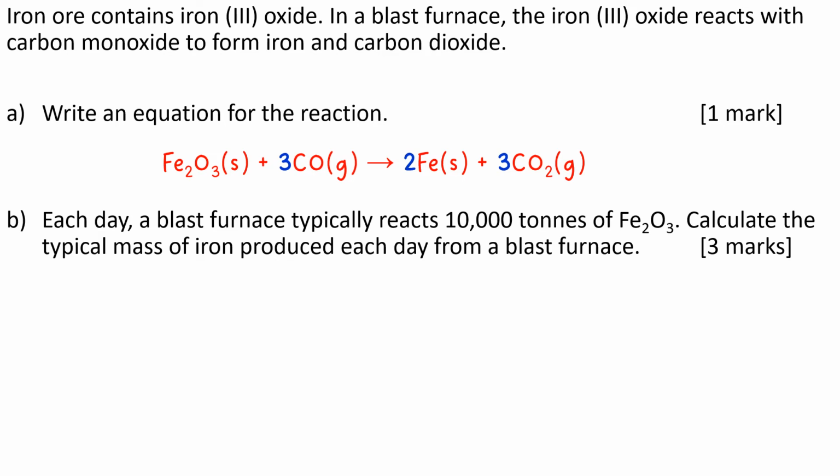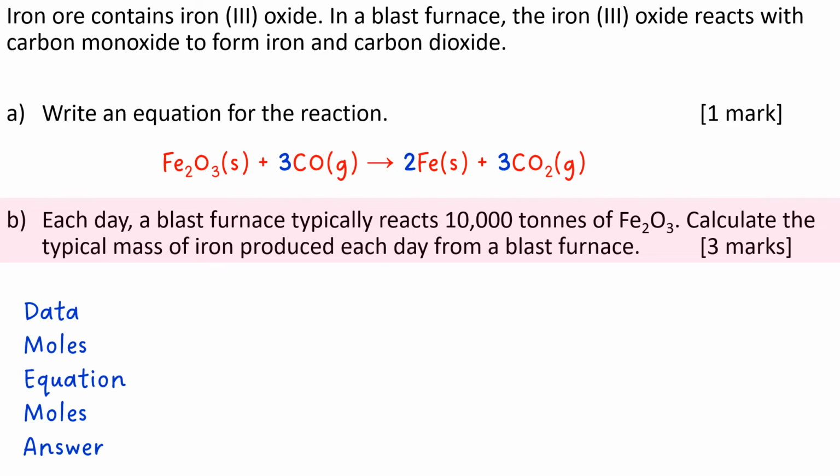The next part of the question is all about mole calculations, except they give you the data in tons. So you need to remember that 1 ton is actually 1,000,000 grams, remembering that all mole calculations involve grams. So I use a technique called data, moles, equation, moles, answer to help me park my thinking as I go. So I'm going to show you how it works for this one. The one piece of data I have is that I've got 10,000 tons of Fe2O3. That equates to 10 to the power of 10 grams, because I multiply 10,000 times 10 to the power of 6. So 10 to the power of 6 is the number of grams, 1 million in other words, in 1 ton.